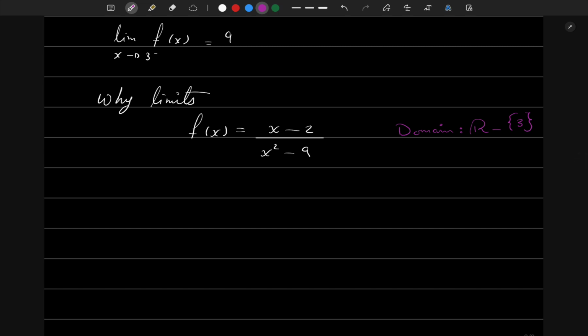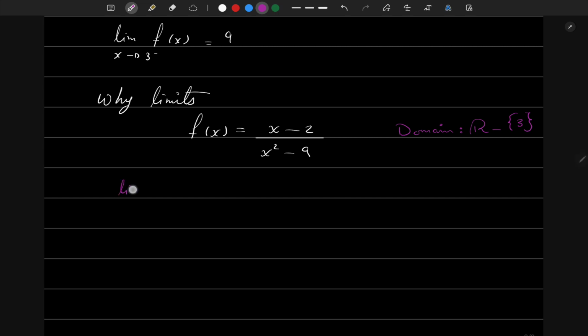There is no way that I can find the value of this function at 3. But I can use limits to find the value of this function when x comes really close to 3, either from the left-hand side or from the right-hand side. So I can use limits to find values for functions when x approaches a value that is out of the domain of my function.